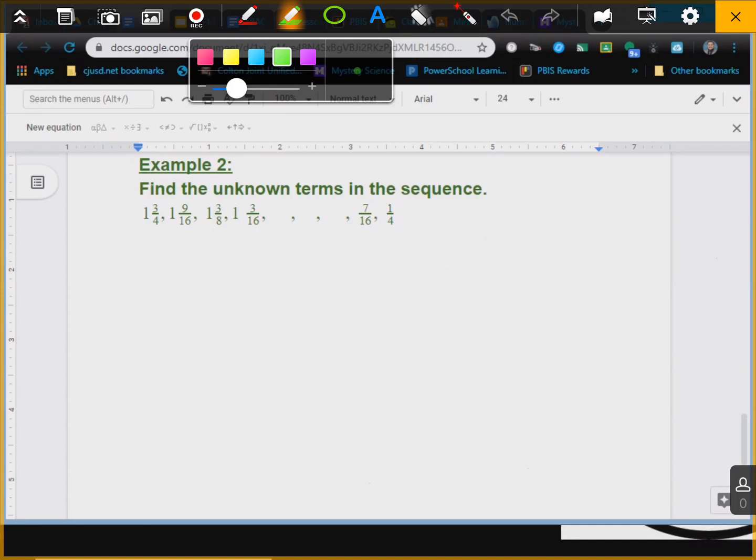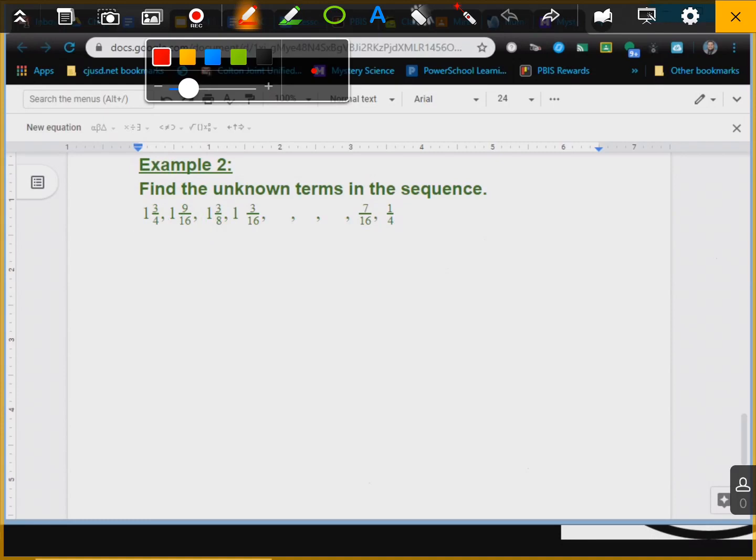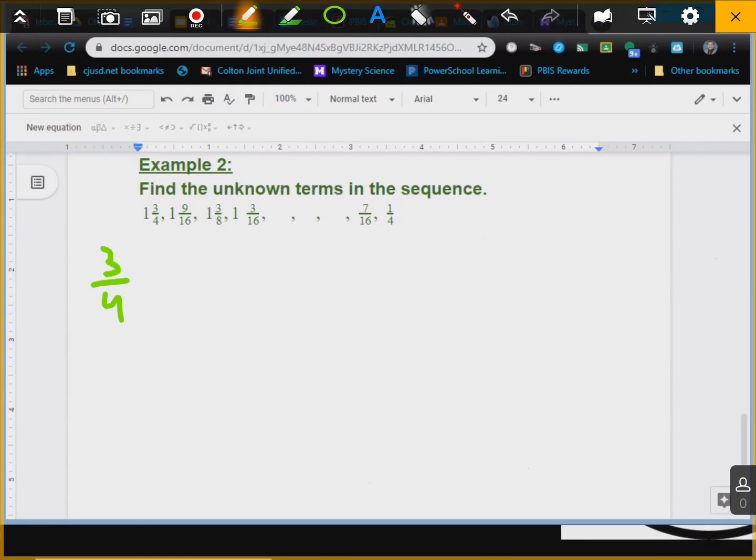I see that I have 4, 16, and 8. I can convert the 8 and 4 to make it 16, and that's what I'm going to do. I'm going to take 3 over 4. I'm going to multiply the 4 by 4 and the 3 by 4 to make it 12 over 16, which means I have 1 and 12 over 16.